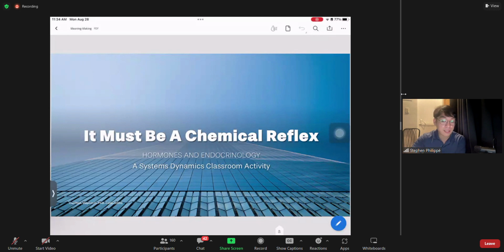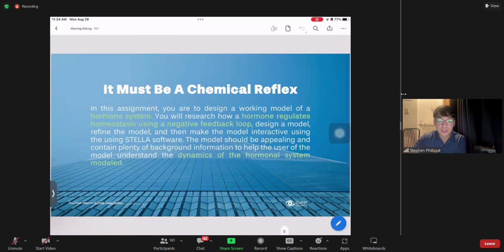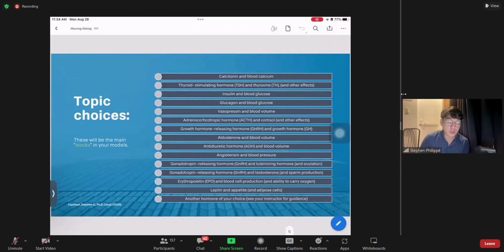It must be a chemical reflex, subject or a lesson in hormones and endocrinology. So the first is you will be creating a model of a hormone system. You will research how a hormone regulates homeostasis using a negative feedback loop. You will use Stella software. There, you can search Stella software. The model should be appealing and contain plenty of background information to understand the dynamics of the hormonal system being modeled. And there are a lot of topic choices that they can use as the main stocks of their models, from calcitonin and blood calcium up until leptin and appetite in the adipose cells.